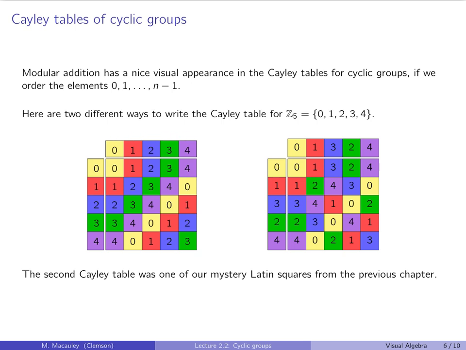So here are two different ways to write the Cayley table for Z5. And notice that you have these patterns of the same number, and it's not hard to see that this is going to hold for any n. Now, if you mix them up, of course, you destroy that pattern. So if I mix these up in this order, it looks like this, and you might recognize this, that this was one of our mystery Latin squares from the previous chapter. Remember, I gave you 2 Latin squares on 5 elements, and I said one of these represents a group, the other one does not. This is the one that did.